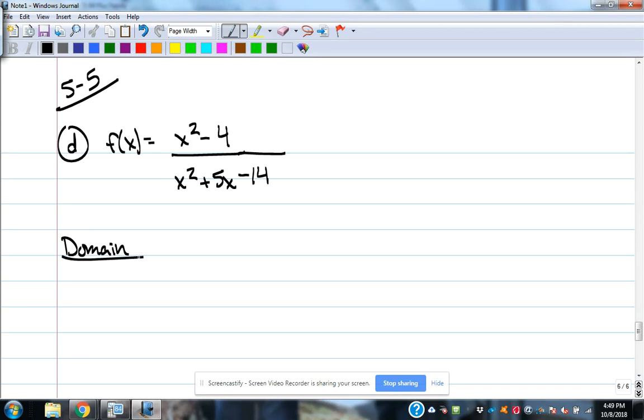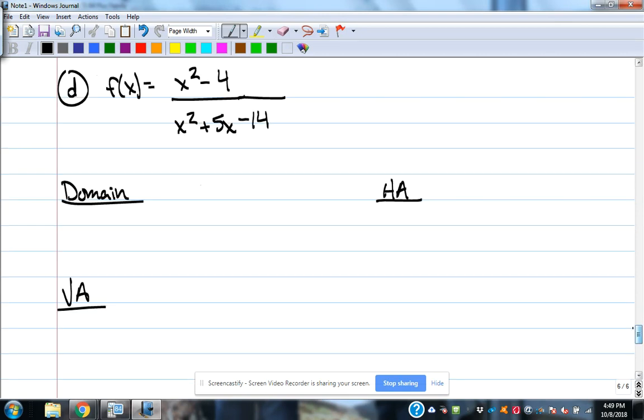It's got a horizontal. Why do we know it has horizontals? The degrees are equal. Even on the unsimplified version, you're going to be able to tell that right off the bat. Look at the degrees. They're the same. So I know that I'm going to have horizontal asymptotes, which means I will not have what? I will not have obliques. Okay. So I could go ahead and put that in there as none.